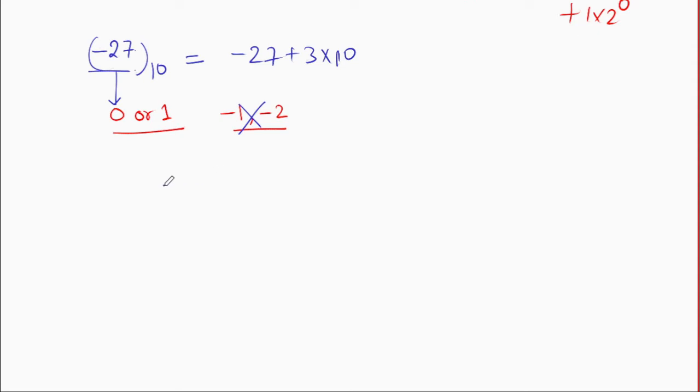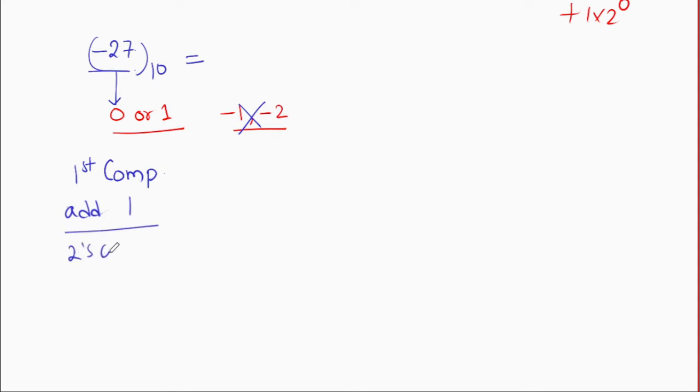So let's say 27 can be represented like this, which is the representation for base 10. Now let us try to convert this number into binary form. For that, one needs to take the 1's complement of this number and then add 1 to get the 2's complement, which will represent the negative number in binary form.